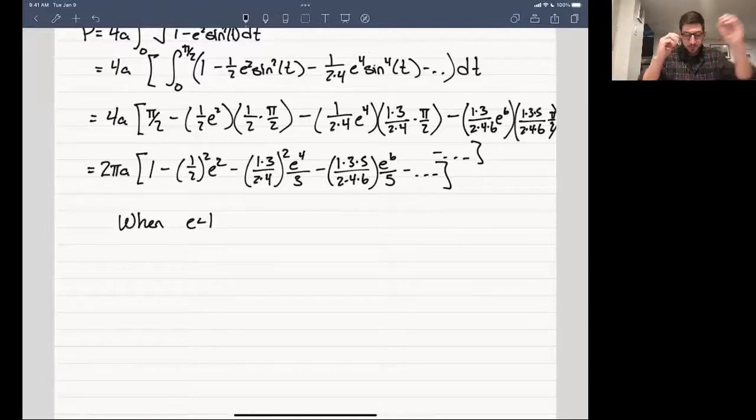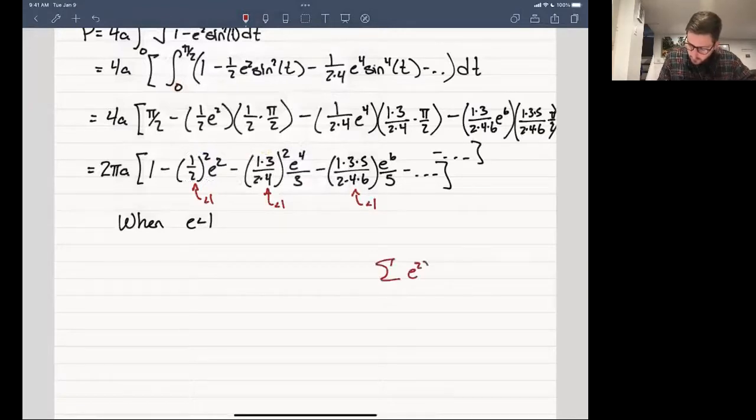In particular, as the last piece, if you look at this thing, this is less than 1. This is less than 1. This is less than 1. And so you can compare this to the series of e squared to the power of n, where n goes from 0 to infinity, which converges. And therefore, this thing converges too. I'm doing some back of the envelope computations now because it's not particularly important.